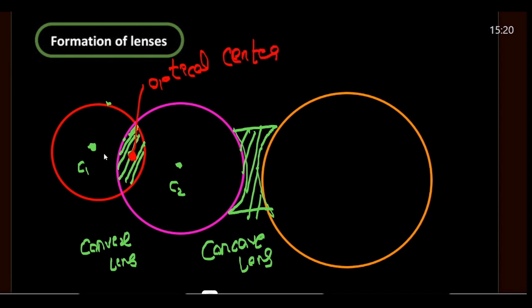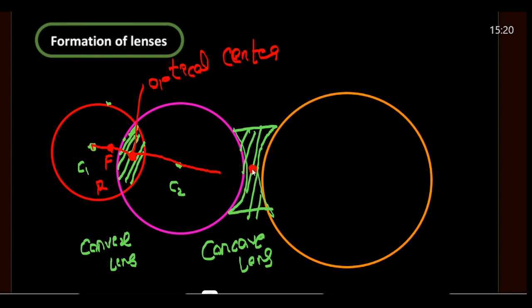Fine. And the line joining the centers and this optical center is known as the principal axis, same as spherical mirrors. And here too, the distance from the optical center to the center of curvature is known as the radius, and the midpoint between these two is the focus, right? And the same goes for a concave lens too.